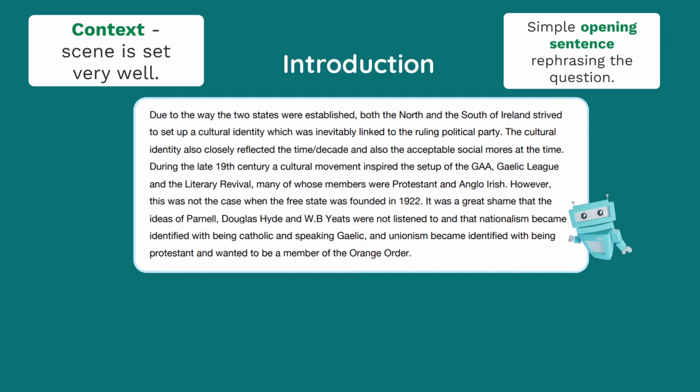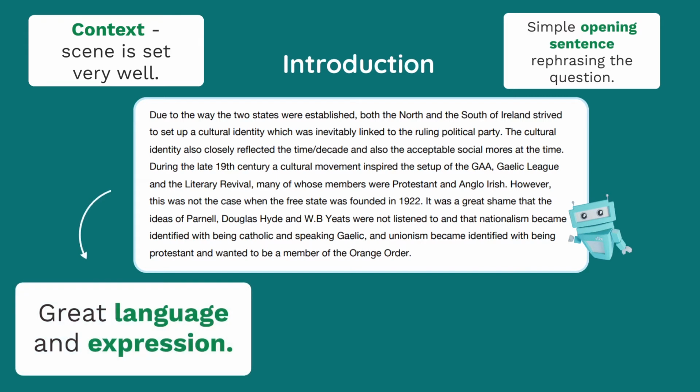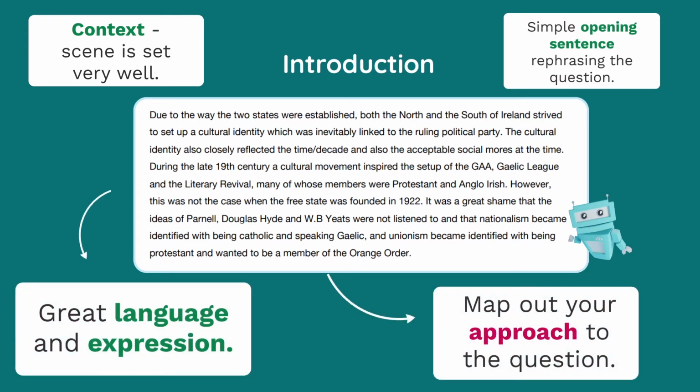It opens with, "due to the way the two states were established, both the north and the south of Ireland strive to set up a cultural identity which was inevitably linked to the ruling political party." That's the overall answer. That was the problem. Both governments were promoting the culture in different ways. It uses great language and expression, and it maps out the approach that this person is taking for this essay.